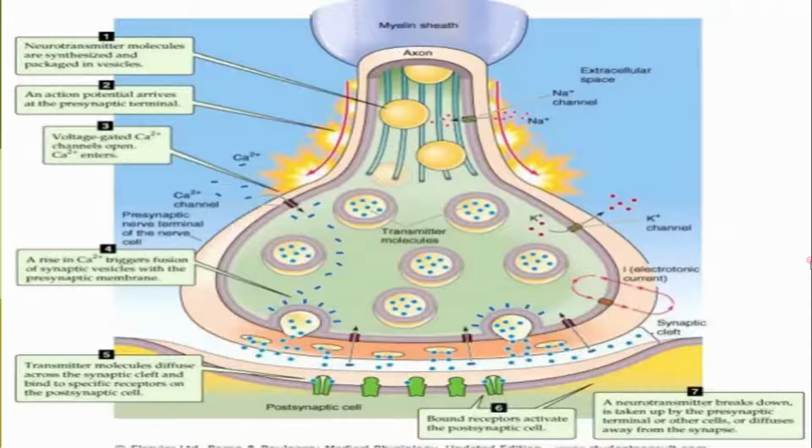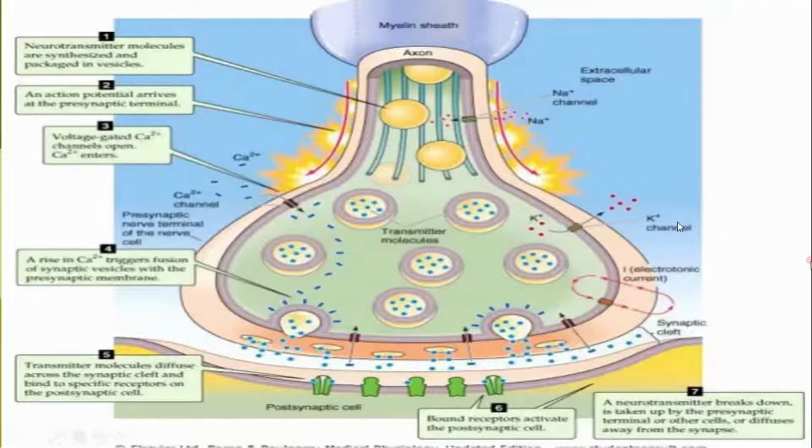What is present in the presynaptic terminal? You can see there are some round objects here which are filled with blue dots. These are neurotransmitter vesicles. In the neuromuscular junction, the neurotransmitter in these vesicles is acetylcholine.